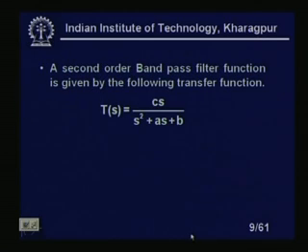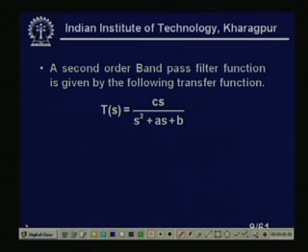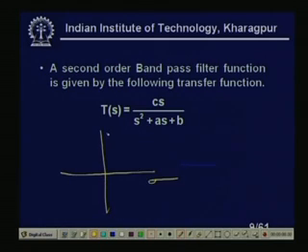A second order band pass filter function is given by the following transfer function, which is given by C s upon s square plus a s plus b, right. Now, in this case the pole zero pattern will look like the sigma j omega plane, right. So, we have complex conjugate poles and 1 zero at the origin, clear. This is the pole zero pattern of a second order band pass filter, clear.